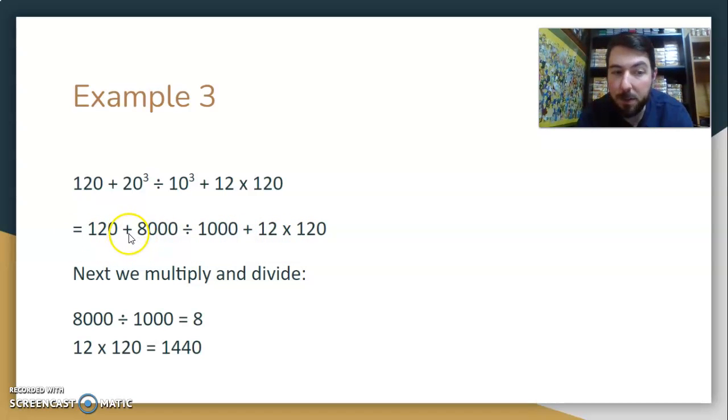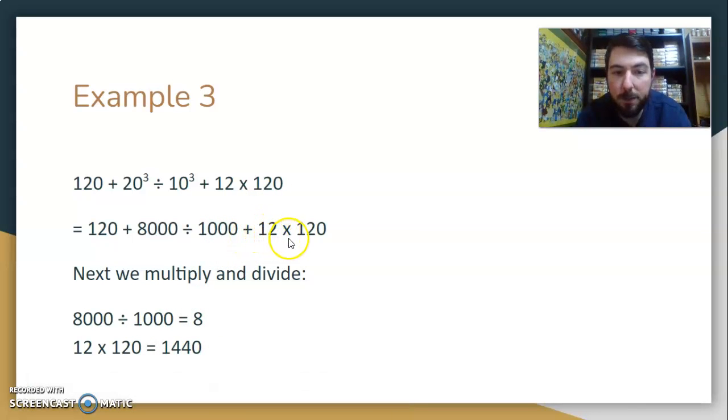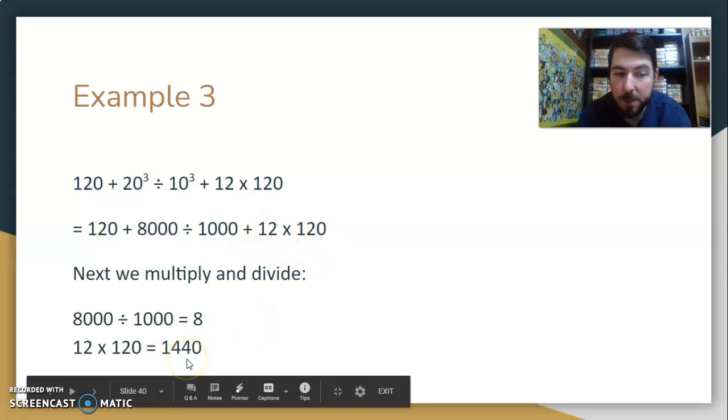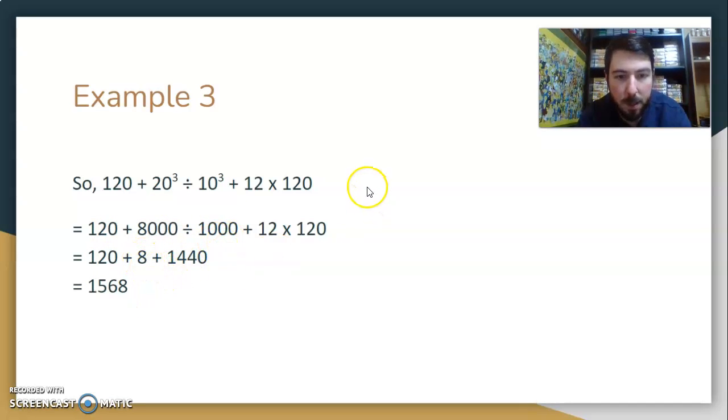Here we have a plus. We can't do anything about that yet. But we do have 8,000 divided by 1,000, which equals 8. And then here we have a plus, which we can't do yet. But we have 12 times 120, which equals 1440. Now I'm going to take these two numbers and replace them in the equation. What we're left with is 120 plus 8, plus 1440. Now we just have some simple adding to do, and we get 1568.